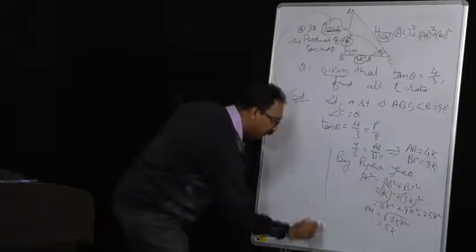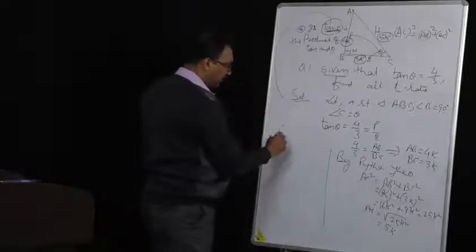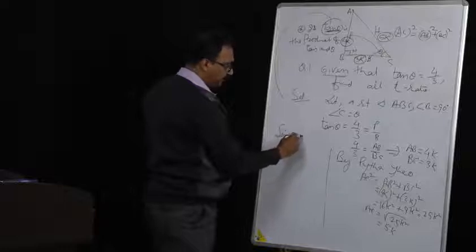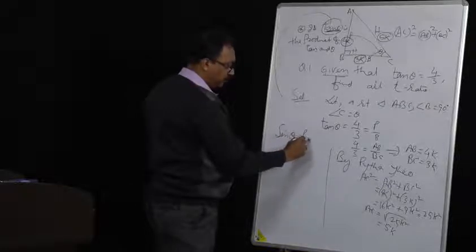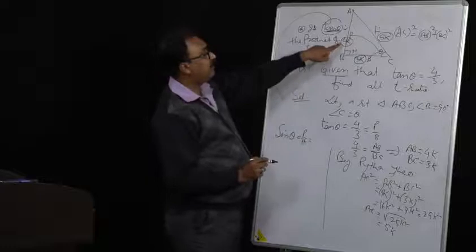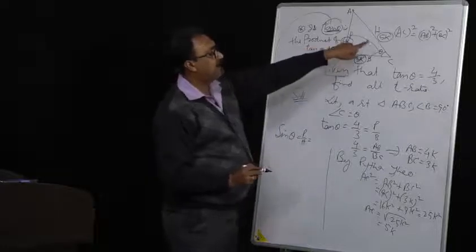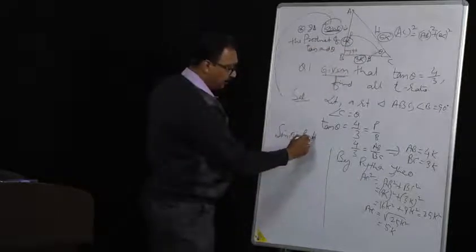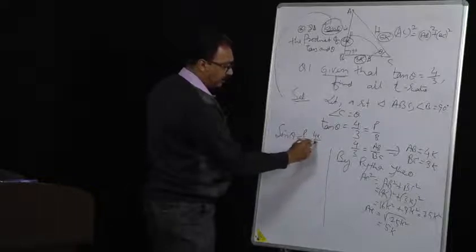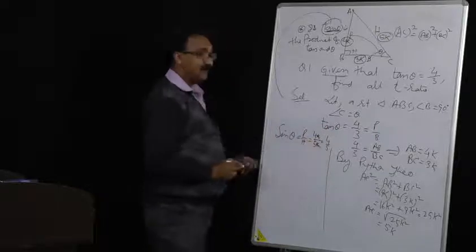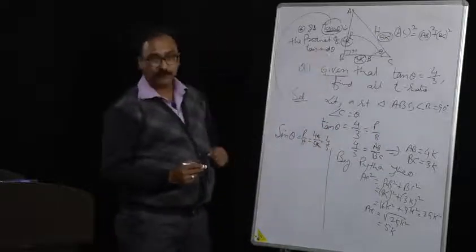So now after finishing this, you can find all the T ratios. Sin theta is P by H. What is perpendicular here? See here, 4K, and H is 5K. So 4K by 5K, K cancels, you will get 4 by 5. So we get the sin theta value 4 by 5.